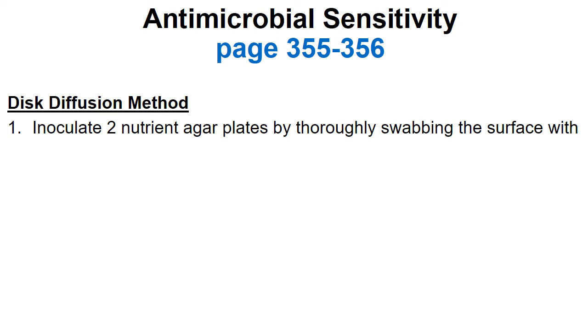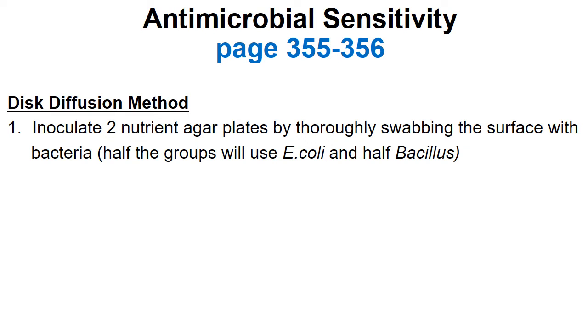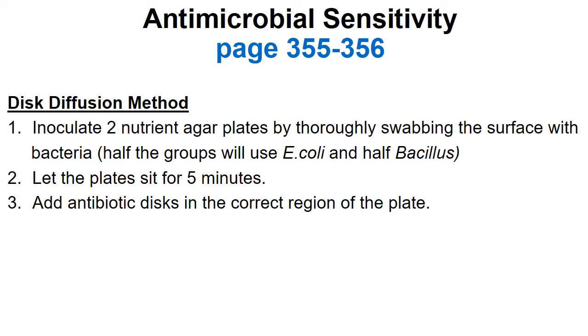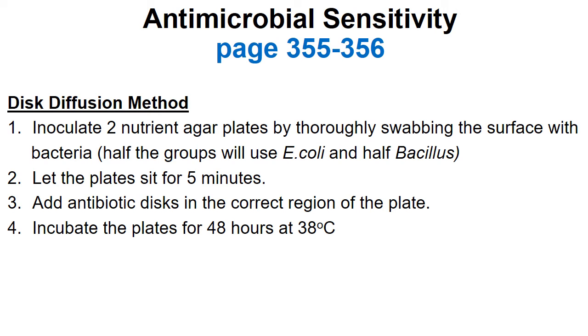So you would inoculate 2 nutrient agar plates by thoroughly swabbing the surface with bacteria. Again, we are using E. coli and Bacillus for the same reasons listed in the previous presentation. E. coli is gram-negative and Bacillus is gram-positive, and spore former versus non-endospore former. You would let the plate sit for 5 minutes. You would add the antibiotic disc in the correct region of the plate. We're going to look at 8 different antibiotics, so 4 antibiotics per plate, and then you would incubate the plates for 48 hours at 38 degrees Celsius. You would see page 355 for details.